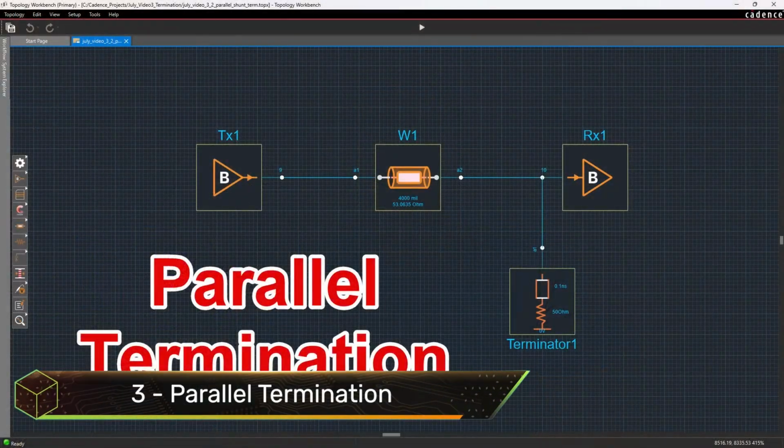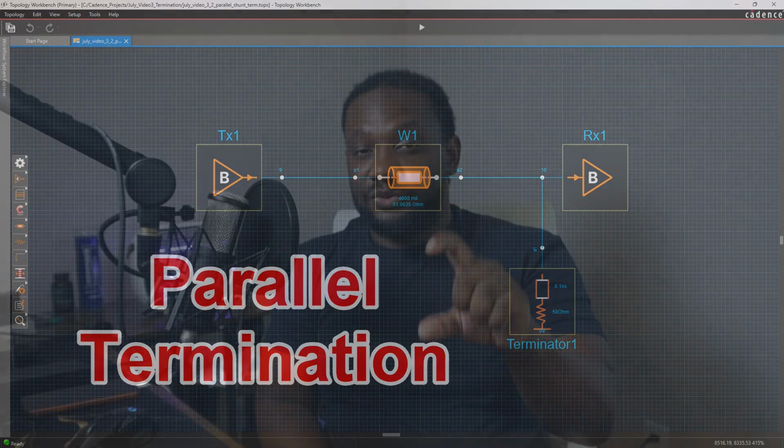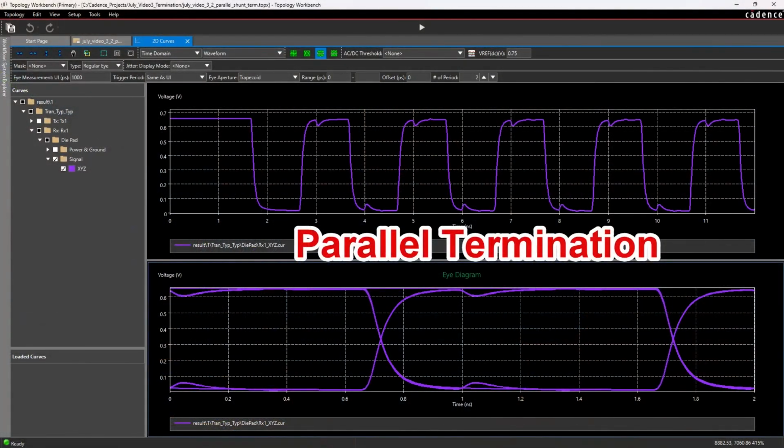Strategy number 3 is parallel termination. This is where you put a resistor at the receiver pin to the ground. This gives the signal a matched load. It reduces signal reflections and also sharpens the edges of your signal, and it opens up the eye diagram very cleanly. But there is a trade-off.